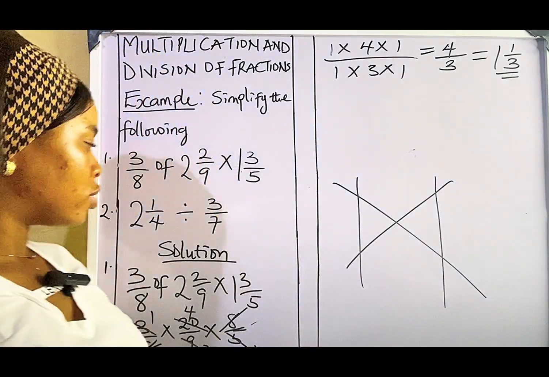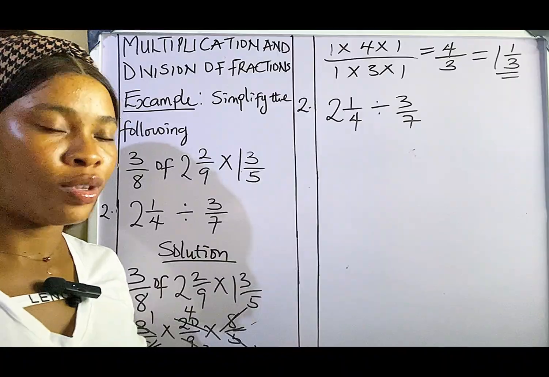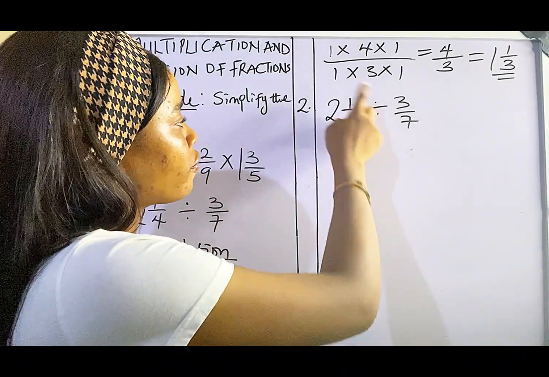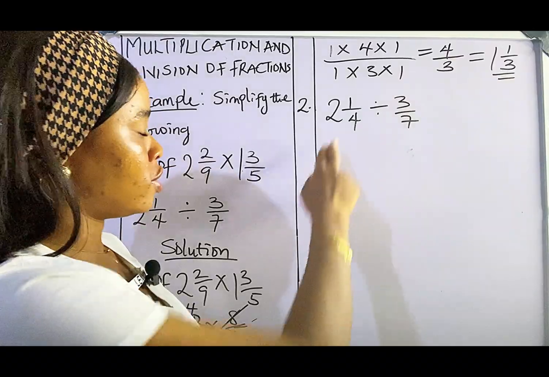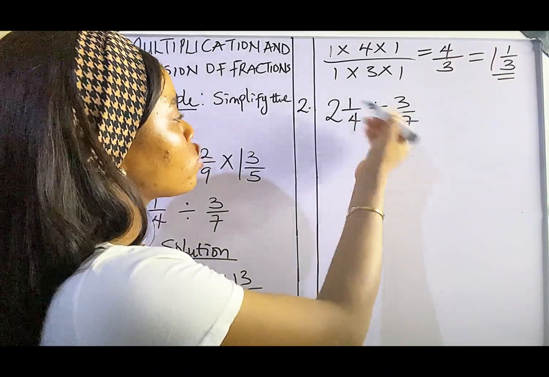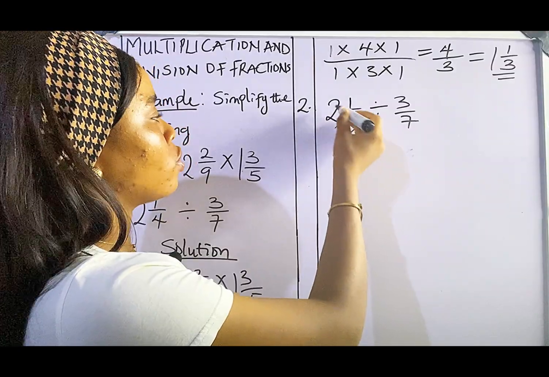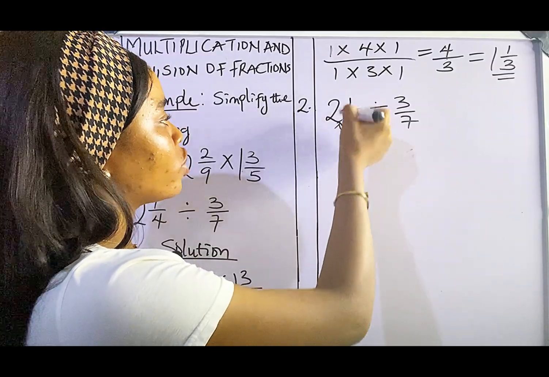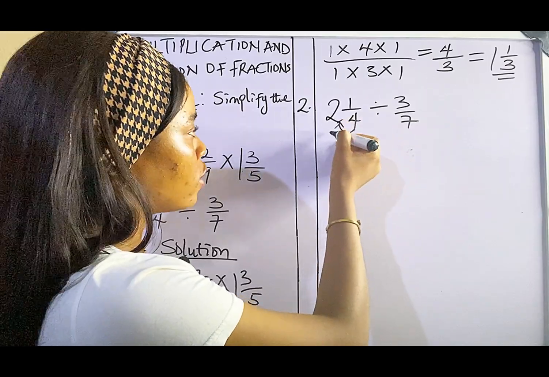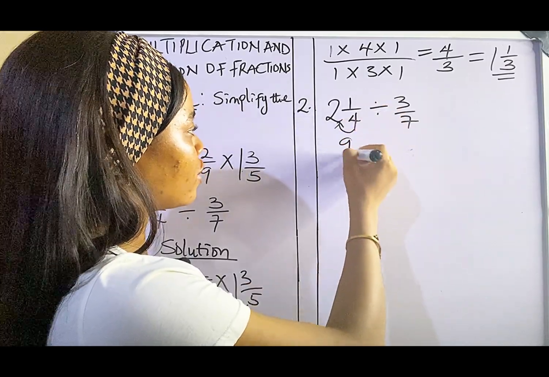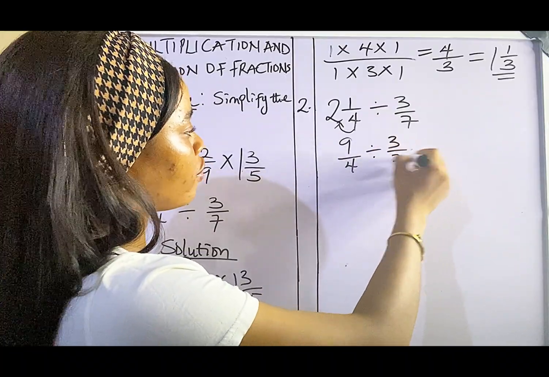So now let's look at question 2. Now you see this has to do with division. First we convert this to an improper fraction because it's a mixed fraction. Converting it to an improper fraction, remember the denominator multiplies the whole number, and whatever we get, we add it to the numerator. So 4 times 2, that's 8. 8 plus 1, that gives us 9 over 4, divided by 3 over 7.